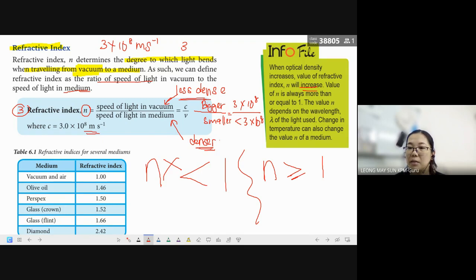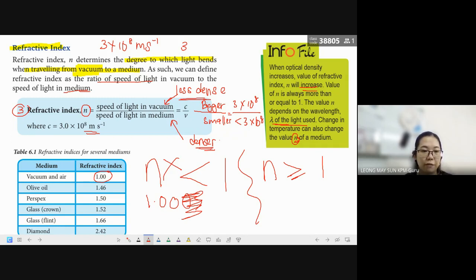The value of n depends on the wavelength lambda of the light used. Change in temperature can also cause the optical density and the refractive index of the medium to change. Vacuum and air have a refractive index of 1.00. That's why I said that the refractive index will always be greater than or equal to 1. To be more exact, air's refractive index is 1.0003. Because we always do calculations with two decimal places, assume that the refractive index of air is equivalent to that of vacuum, which is 1.00.